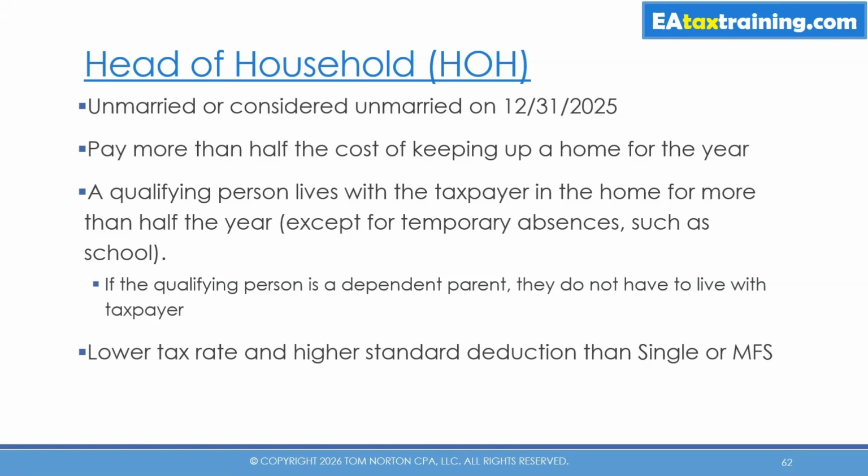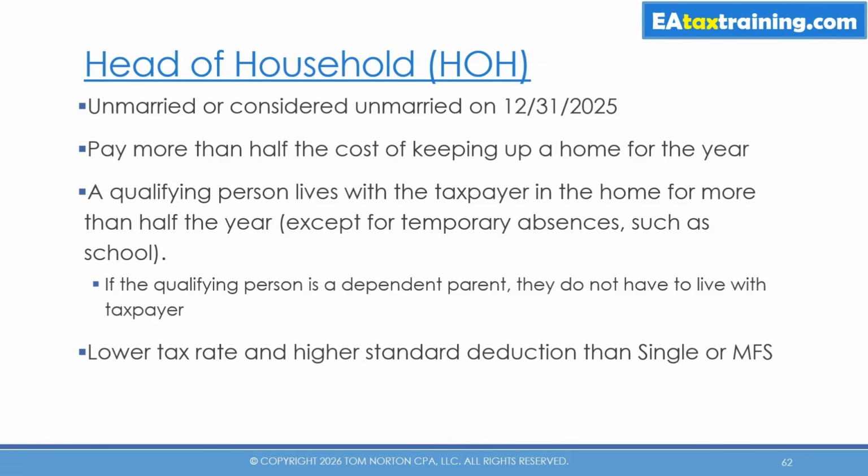Our next filing status is head of household. First, to be head of household, you must be unmarried as of December 31st, 2025, just like we talked about for single. Now, you'll see it also says or considered unmarried. So set that aside for a moment. We will talk about that. But the general rule is you have to be unmarried in order to be head of household. Also, you must pay more than half the cost of keeping up a home for the year. And there must be a qualifying person that lives with you for more than half the year. And we'll talk later about what a qualifying person is.